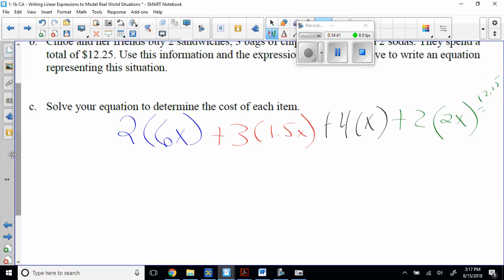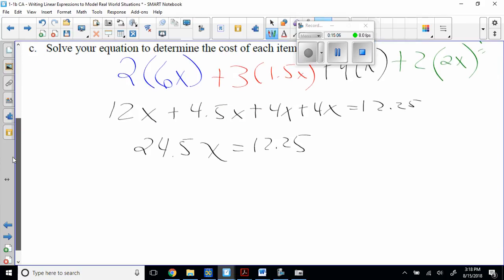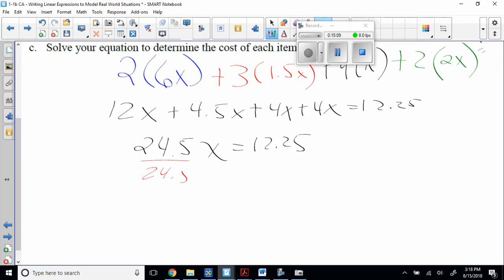And when we multiply this, we get 12X plus 4.5X plus 4X plus 4X equals $12.25. Now, when you add all this together, you get 24.5X equals 12.25. Now, we have variables on one side and numbers on the other. We'll divide both sides by 24.5. So we have X equal to 0.5. So the cost of a cookie is 50 cents.